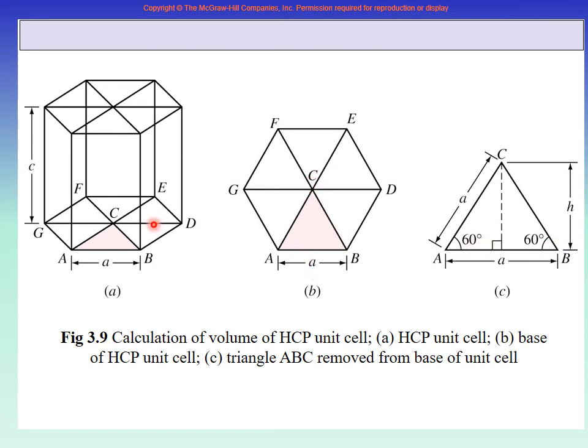So first, this is the hexagon. Divide the hexagon into these 6. Take any one triangle, take it out. This side is A, the angles are 60, 60, and this side is also A. So what is the height? What is the area of a triangle? Half base into altitude, half base into height. So half into A into the height. So now you have a triangle.